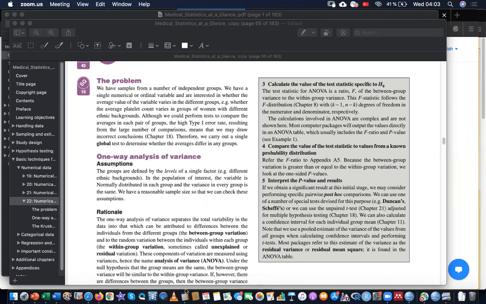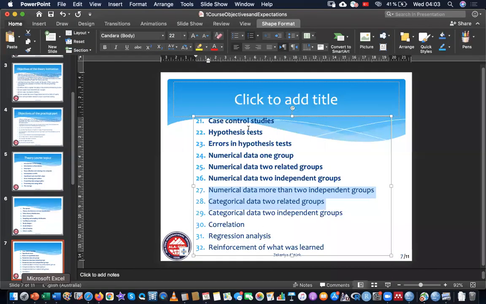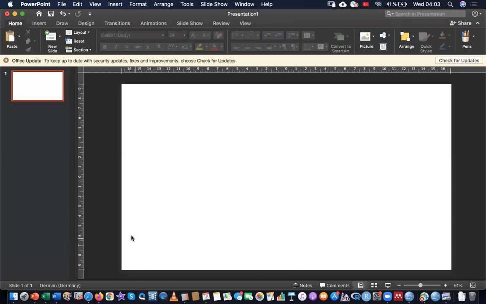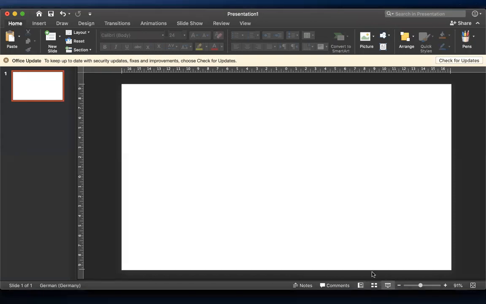Last time we discussed what? Numerical data, yes. Numerical data related to related groups and to independent groups. Let us make a short summary of that. Any questions? Do you have any questions before starting? We discussed numerical data.